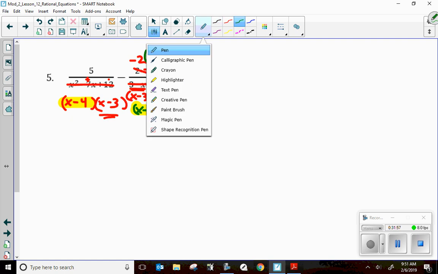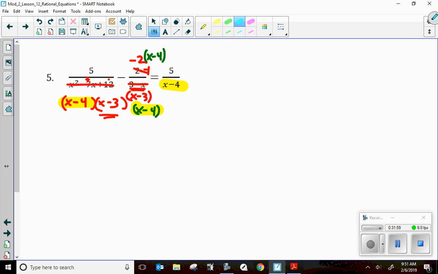Now, what else do I have? I have an x minus 3 for the left and the middle, but I don't have an x minus 3 to the right. So I'm going to multiply that times x minus 3. What I do to the bottom, I have to do to the top.